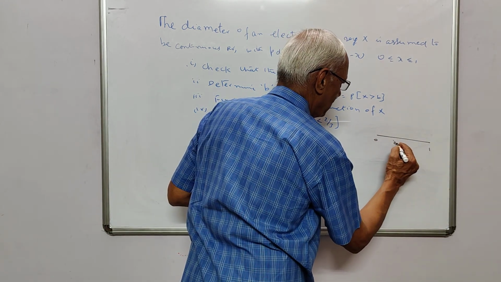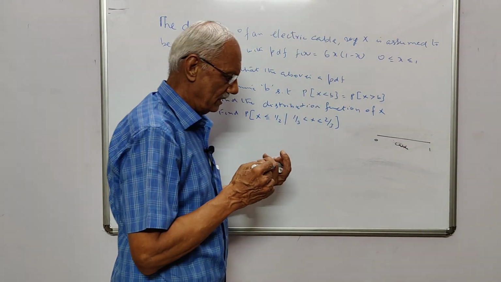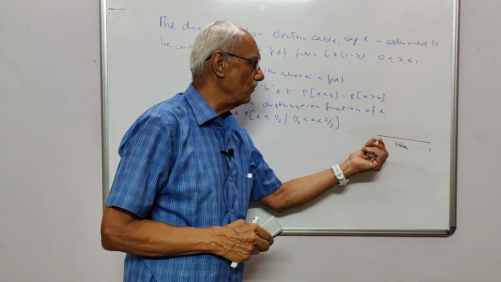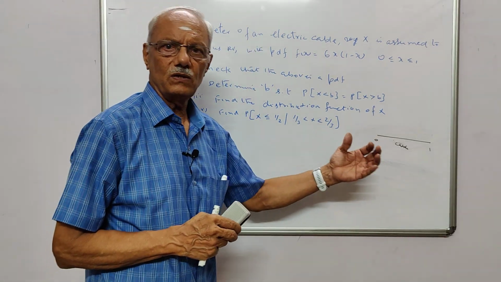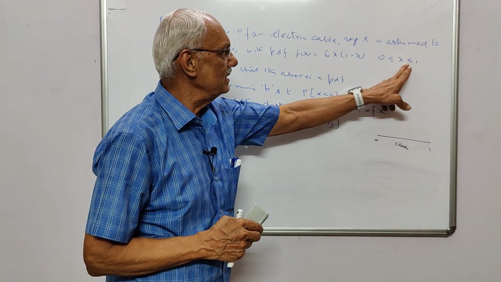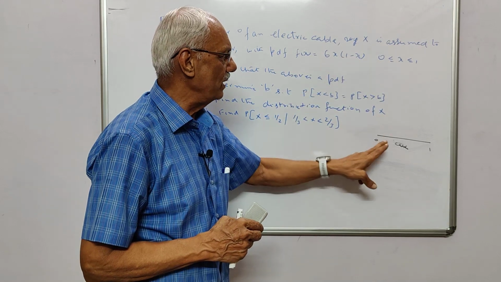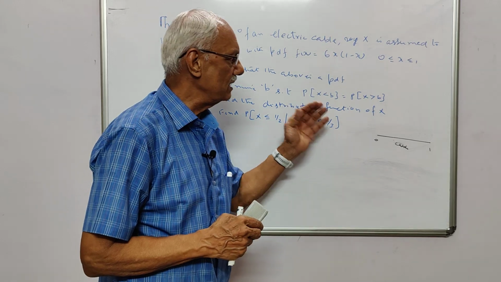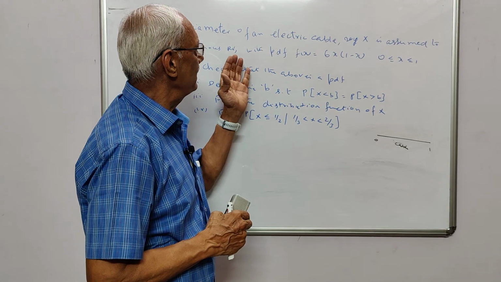So this is a cable, and you see that we are measuring the diameter of the cable at every point. The points are continuous between 0 and 1. And x is a random variable, and x is a point. It is a sample point on this, and it runs over 0 to 1 continuously.